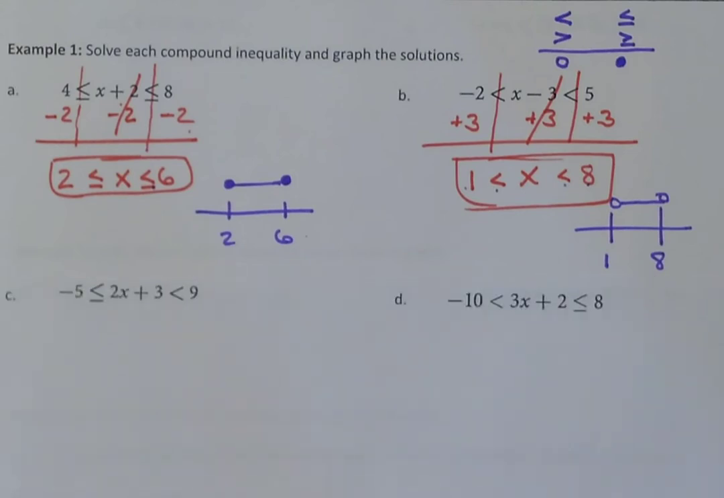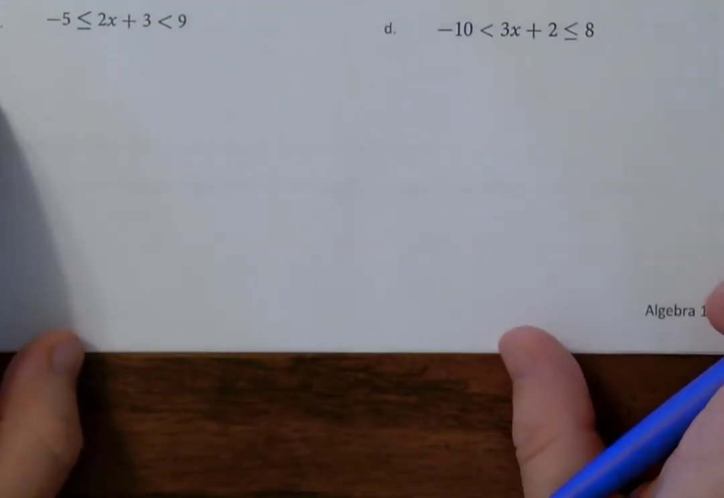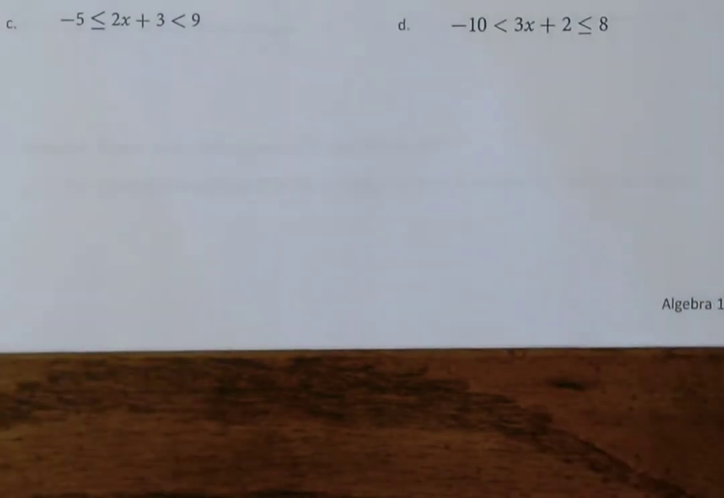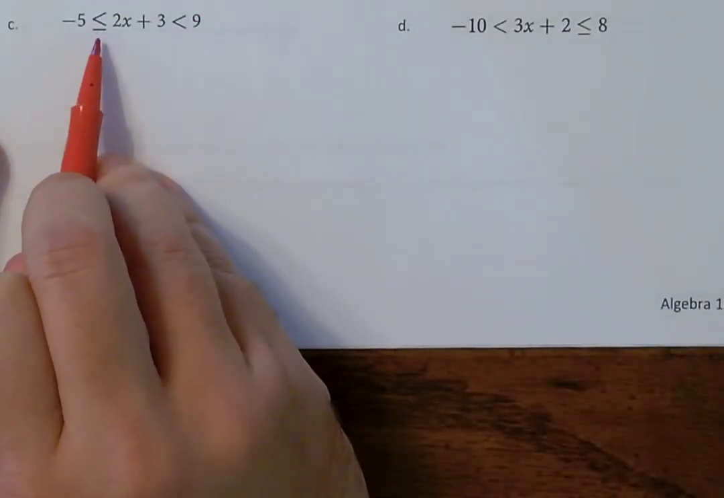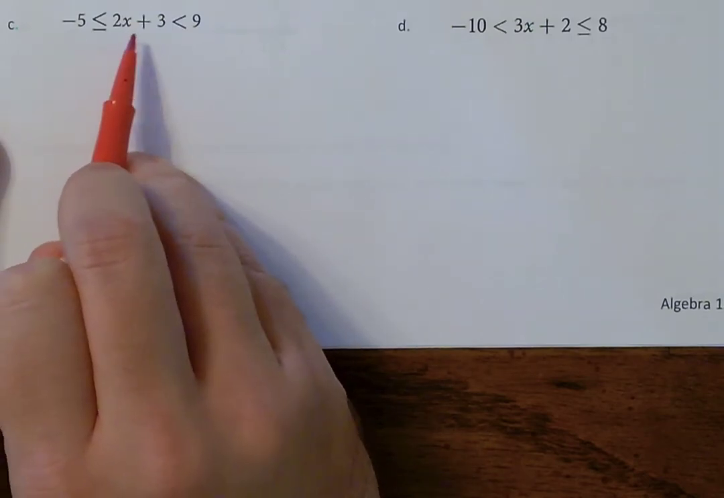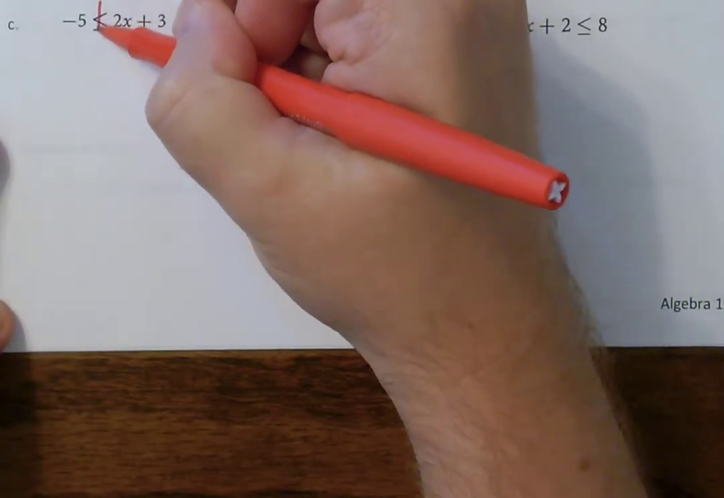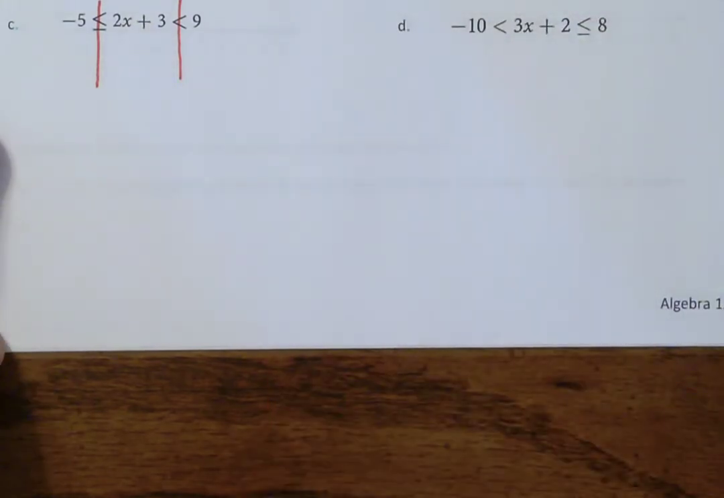All right, the rest of example 1 is kind of two-part solving to go through and do these. So I'm going to take a look at C and D just to give us a view and practice, and because it's more than just doing one step. So let's go through and do that here. So for C, we have -5 is less than or equal to 2x plus 3, which is less than 9. So I'm going to just draw lines through the inequality to keep us kind of straight here.